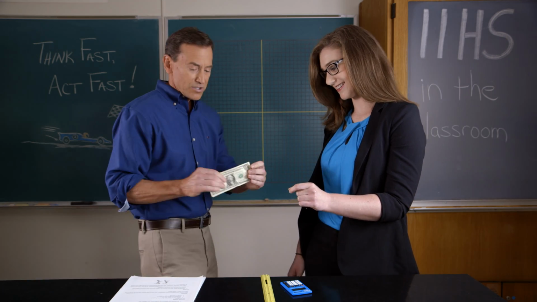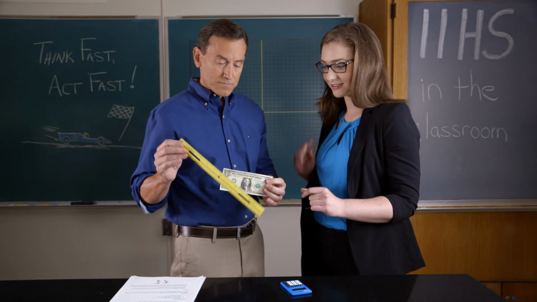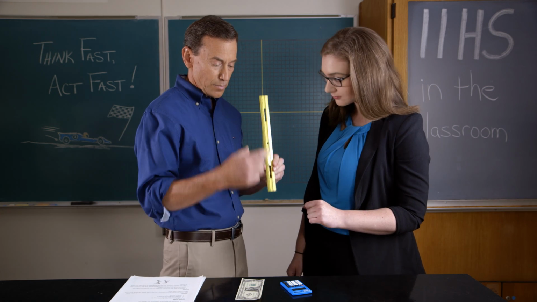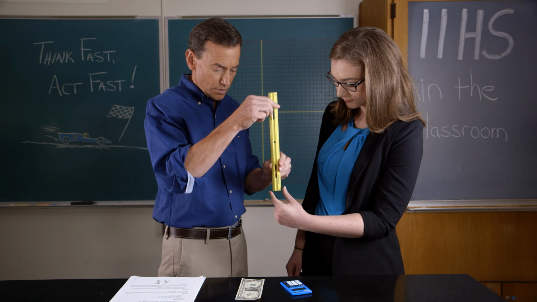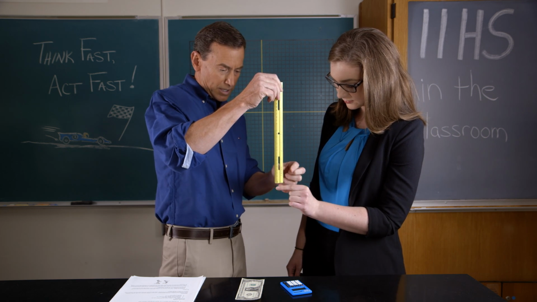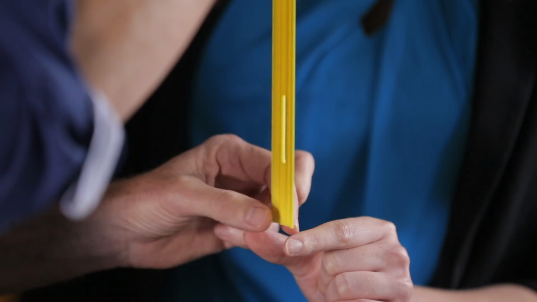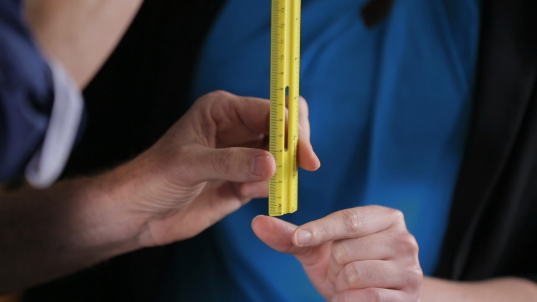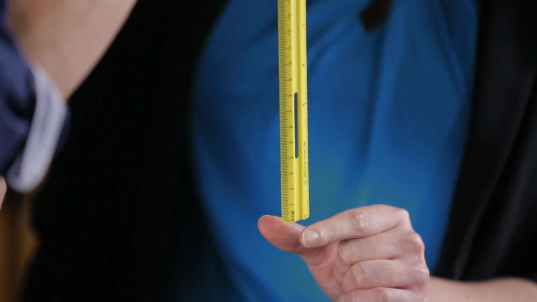Almost had it. So now what we're going to do is substitute the ruler for the dollar bill. Same idea. You're going to put your fingers the width of the ruler. Instead of starting halfway down, I'm going to start all the way to the top so that 0 is right at the top of your fingers, okay? So now, as I drop it, you're going to try to catch it as quickly as you can. Ready?